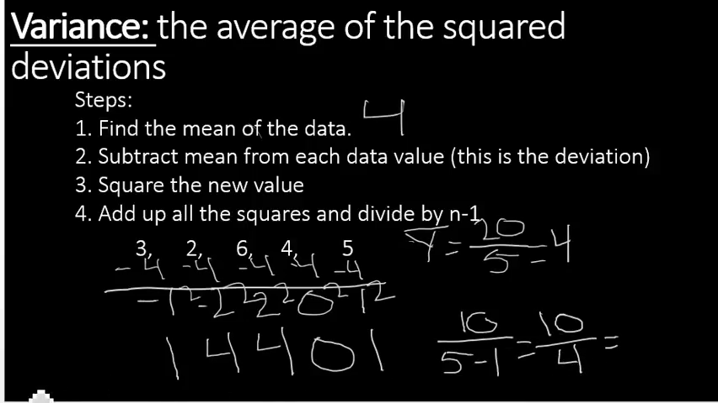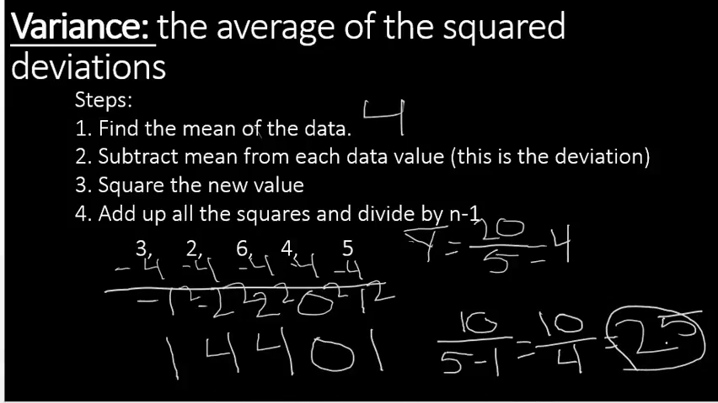I'm going to give you a second to figure out what 10 divided by 4 is. Alright, 10 divided by 4, you should have gotten the answer 2.5. So this is your variance. 2.5 would be your variance.